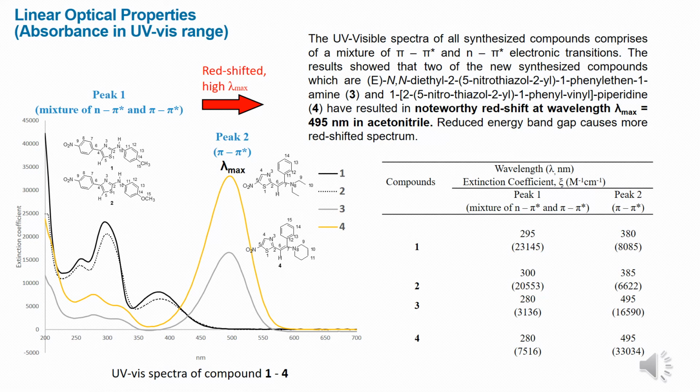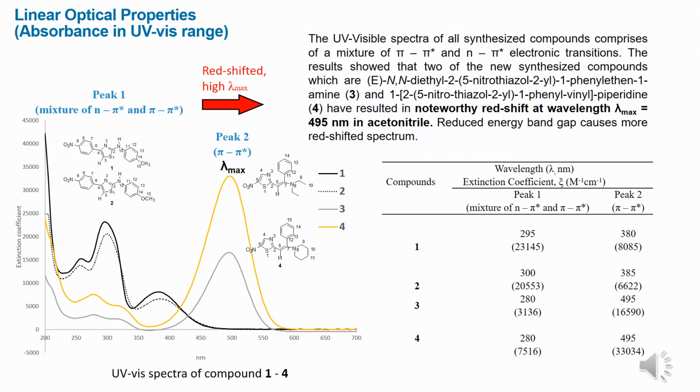For the linear optical properties, we analyzed their absorbance in the UV-vis range. The UV spectra of all synthesized compounds comprise a mixture of pi to pi star and n to pi star electronic transitions. In this slide, we only show the absorbance of compounds 1, 2, 3, and 4, because we want to see clearly the difference of the structure and the electron donating and electron withdrawing groups. Compounds 1 and 2 are about the same, and compounds 3 and 4 are analogous to each other. Clearly, compounds 3 and 4 have the most noteworthy redshift, with lambda max at 495 nanometer in acetonitrile.